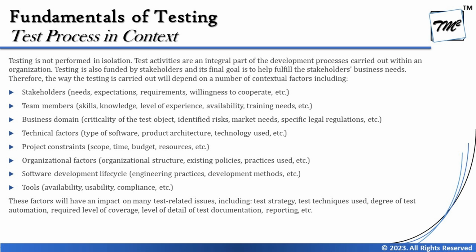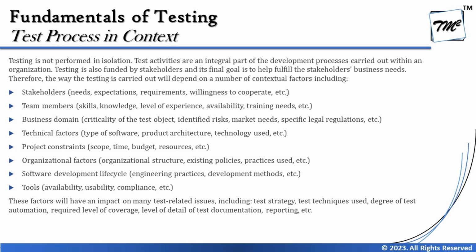Also including project constraints, which means the scope, time, budget, resources, and organizational factors like organizational structure, existing policies, practices used, etc. The software development lifecycle in use also is a contributor, because if you talk about the engineering practices and development methods, Waterfall has a different approach altogether. Agile has a different approach altogether. So they do vary and determine the exact need of the test process. And also the tools. Given that we are talking about availability, usability, compliance, etc., the tools also drive our test process in a way that we can do it conveniently without any kind of obstructions.